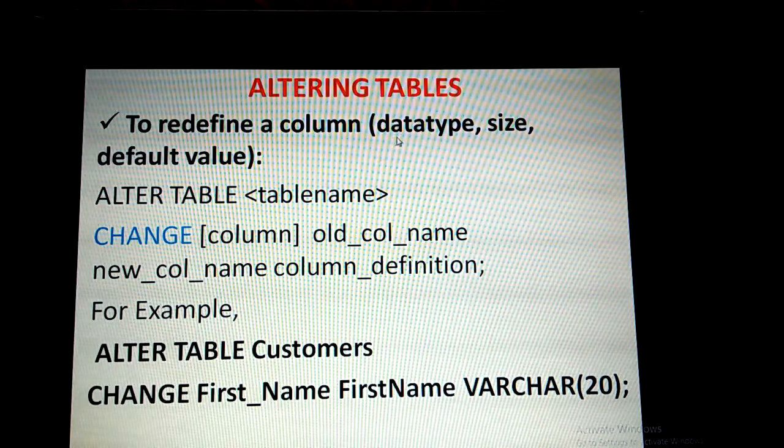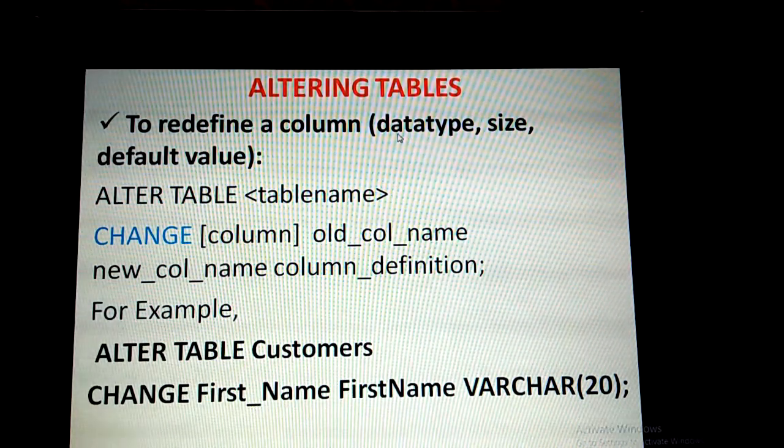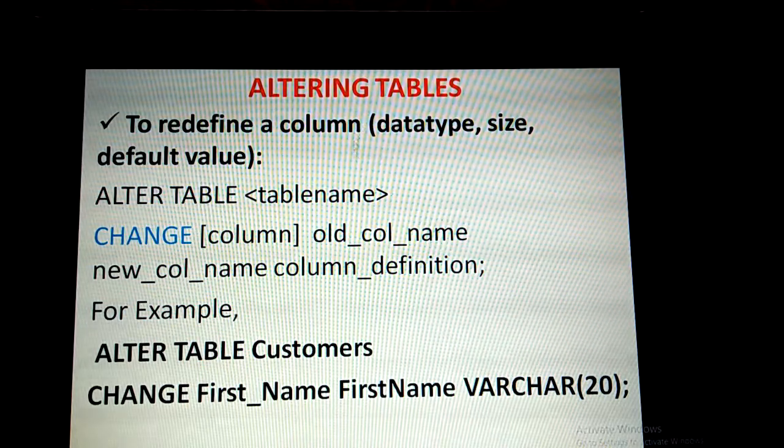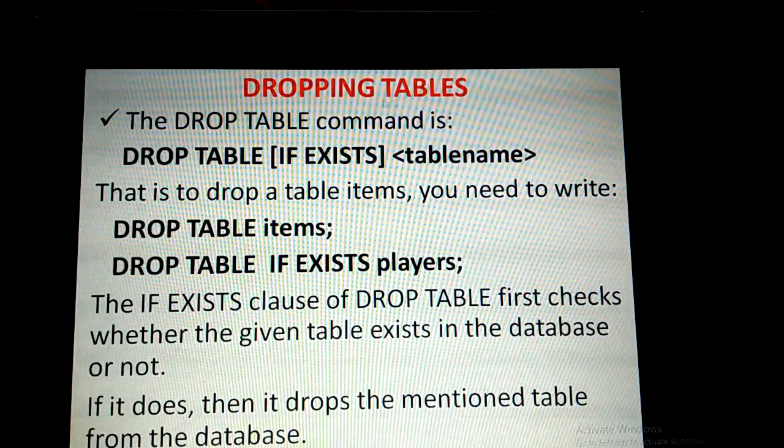Next is to redefine a column, where the data type and everything needs to change. The column is already there, but we need to change it, so we go for the CHANGE command. For example, ALTER TABLE customers CHANGE. The column is already named first_name with an underscore, and we are changing it to firstname, and then VARCHAR(20). Like that we can change from the old column name to the new column name, that is redefining a column. Next is dropping tables.